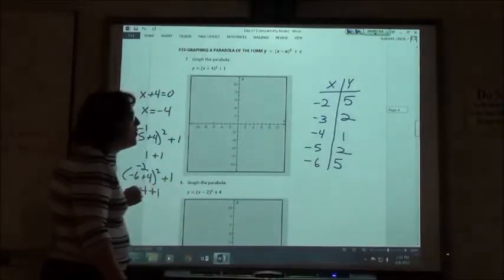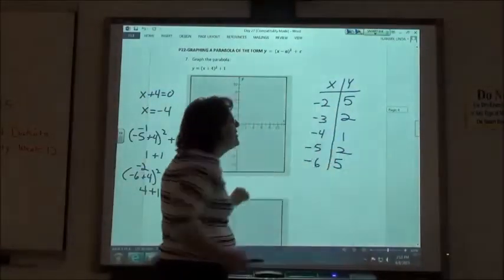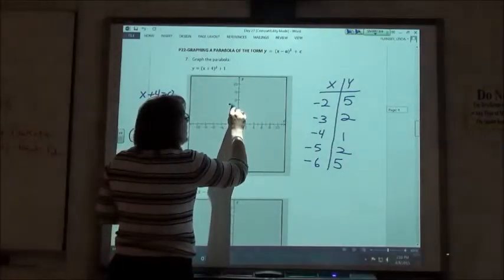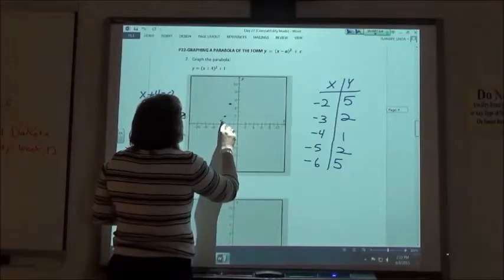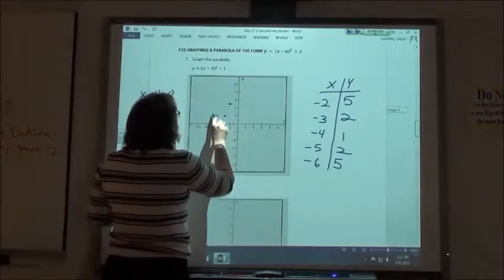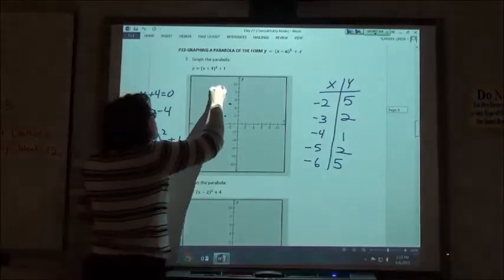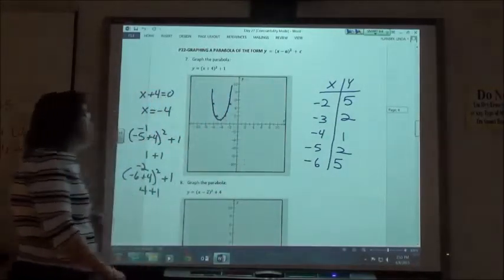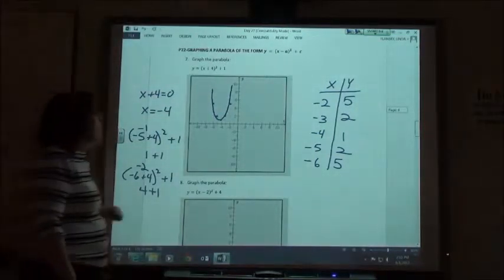And just like on our other parabolas, these should match up, these should match up, this is in the middle, and so I'm going to plot my points. Negative 2 is up to 5, negative 3 is up to 2, negative 4 is at 1, negative 5 is at 2, negative 6 is up to 5. This one we're just going to hit the graph button. When you hit the graph button, it's going to connect your dots, and you're going to have your parabola look something like a U over here.